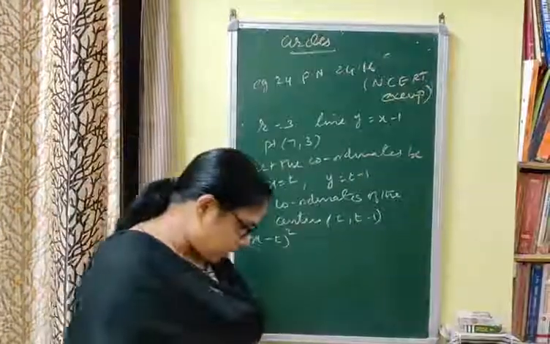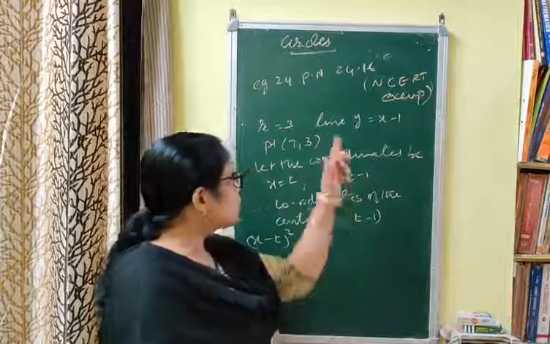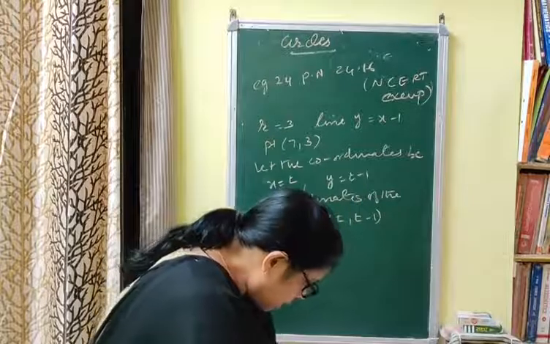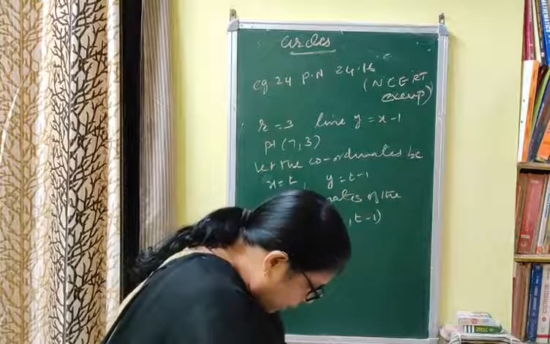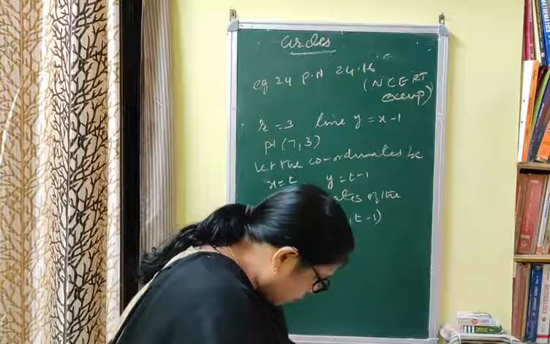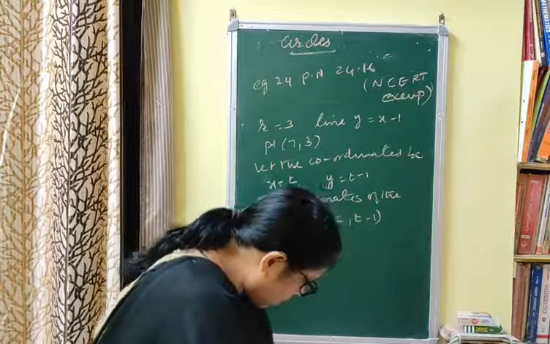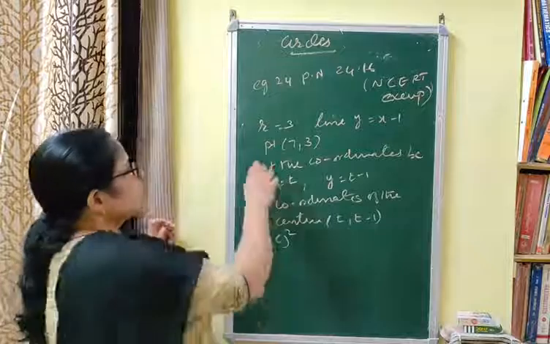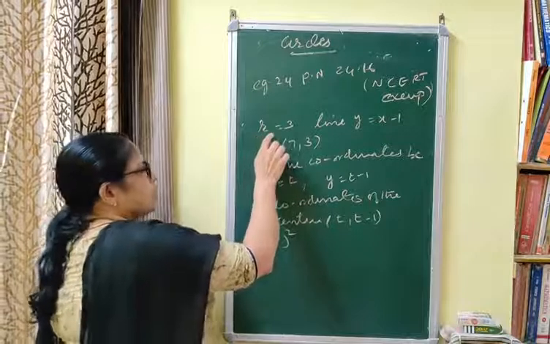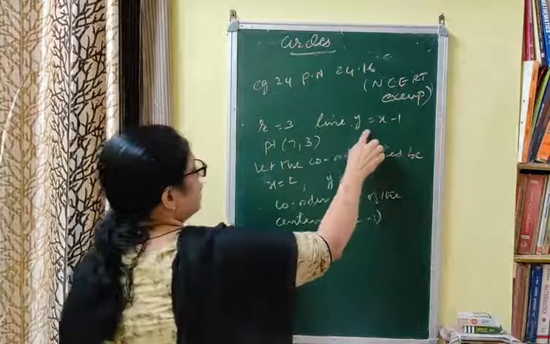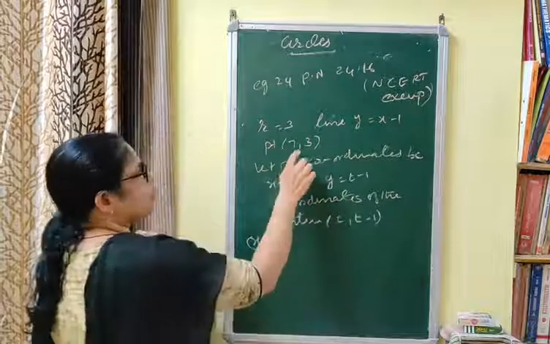I am reading the question, example 24 of page number 24.16. A circle has radius 3 units and its center lies on the line y equal to x minus 1. Find the equation of the circle that passes through the point (7, 3). You are given that the radius of the circle is 3 and its center lies on the line y equal to x minus 1. It passes through the point (7, 3).